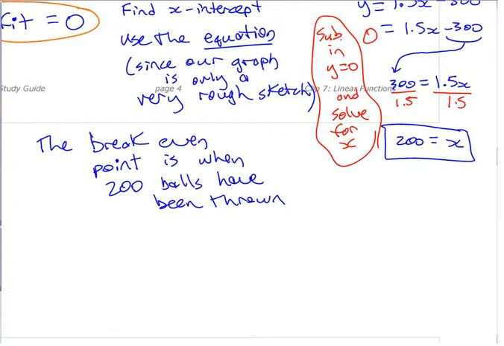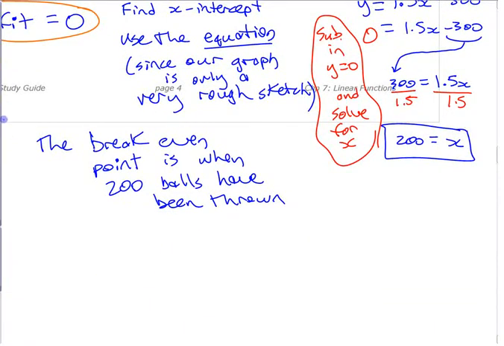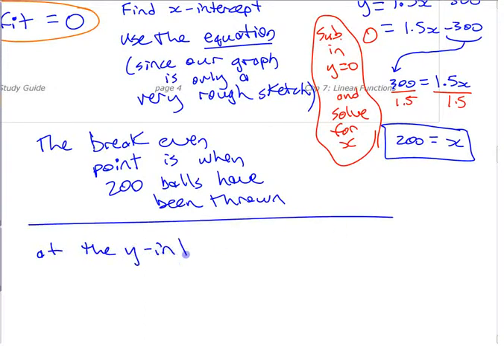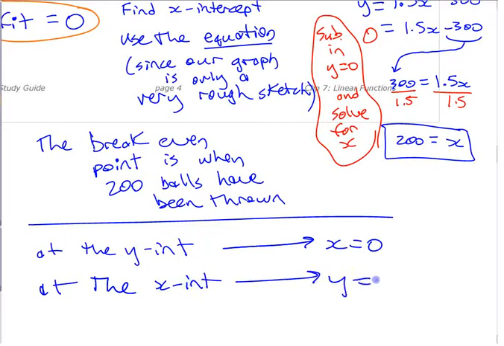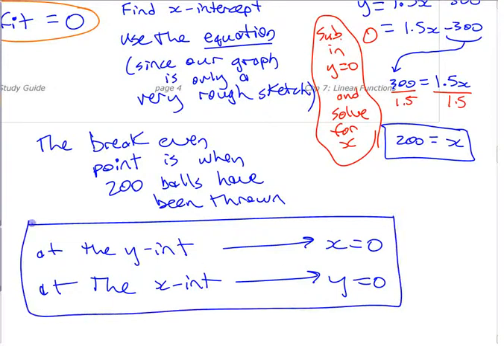Again, just keep in mind, one of the big concepts here is that at the y-intercept, x equals 0. At the x-intercept, y equals 0. You can use that fact to find it in an equation. Since you're finding the x-intercept, you can put in y equals 0. If you have an equation and you want the y-intercept, you can put in x equals 0. That's important to know for what you're going to do.